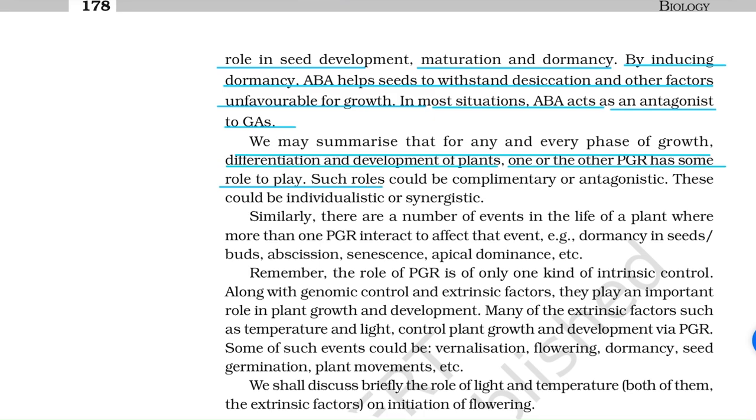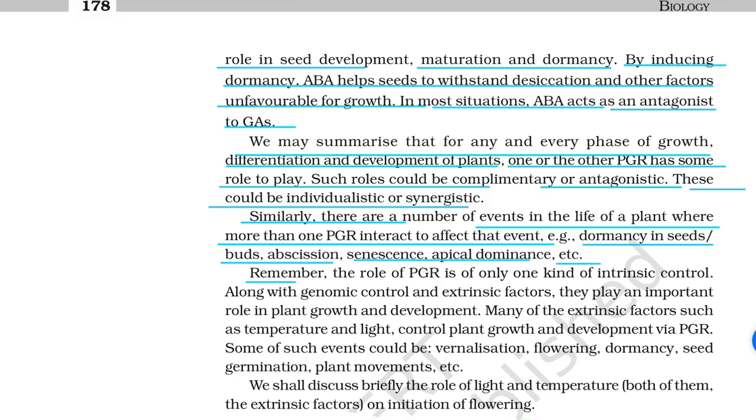Such roles could be complementary or antagonistic. These could be individualistic or synergistic. Similarly, there are a number of events in the life of plant where more than one PGR interact to affect that event. Example: dormancy in seeds or buds, abscission, senescence, and apical dominance, etc. Remember, the role of PGR is only one kind of intrinsic control along with genomic control and extrinsic factors. They play an important role in plant growth and development.